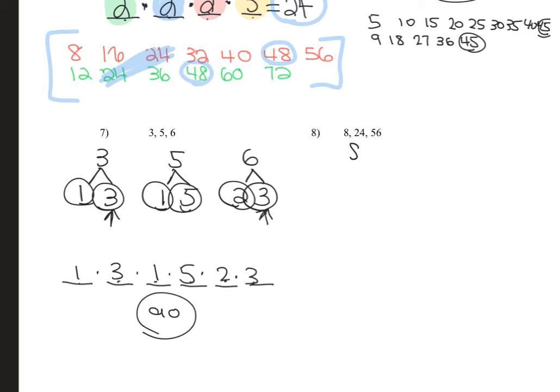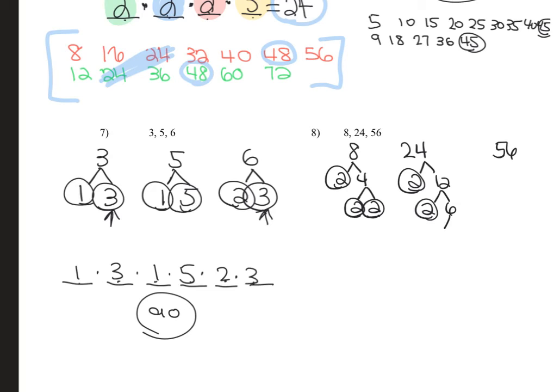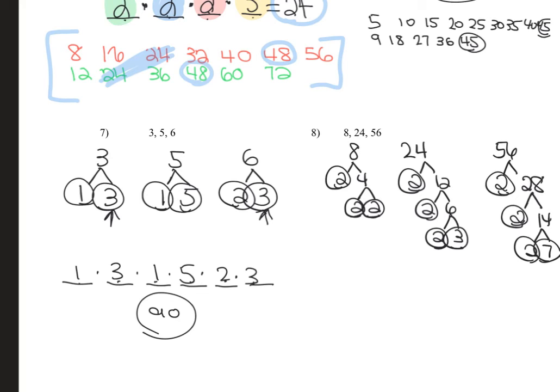All right, let's do this one. 8, 24, 56. So 8, we have 2 and 4, circle the 2. 2 and 2, circle both 2's. 24, we have 2 and 12, circle the 2. 2 and 6, circle the 2. 2 and 3, circle the 2 and the 3. 56, we have 2 and 28, circle the 2. 2 and 14, circle the 2. 2 and 7, circle the 2 and the 7.